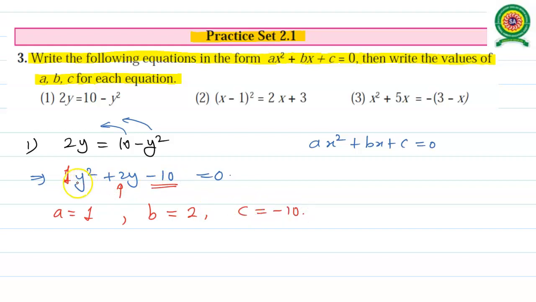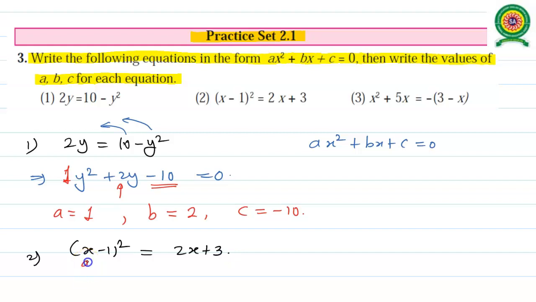So we have to rearrange the equation and try to evaluate the values of a, b, c on comparing with the general form of quadratic equation. Look at the second sub question. We have it in the form (x minus 1) the whole square equals 2x plus 3.